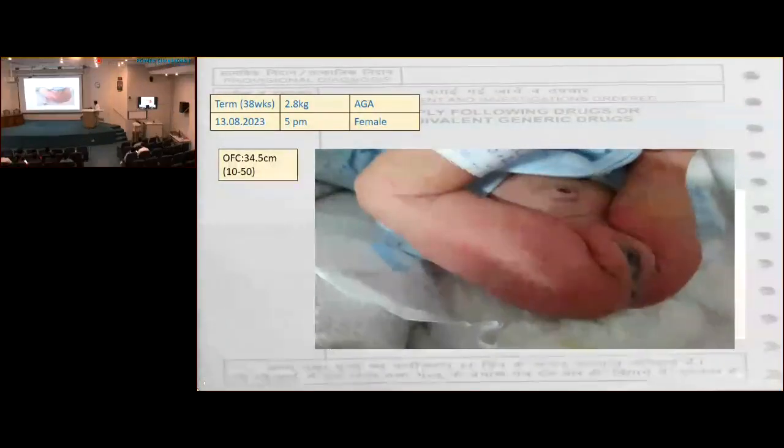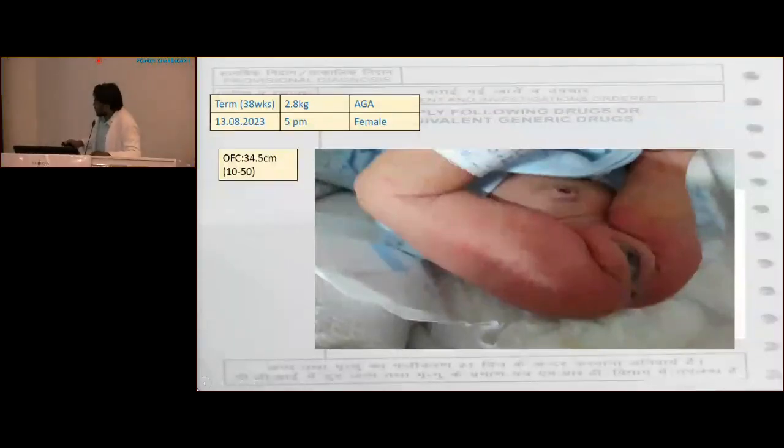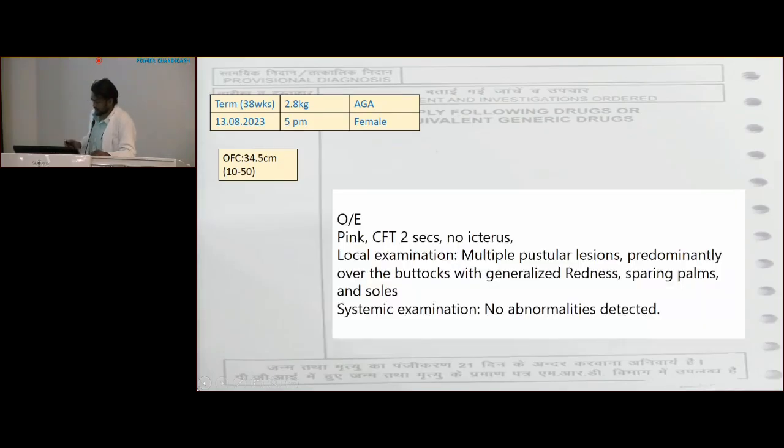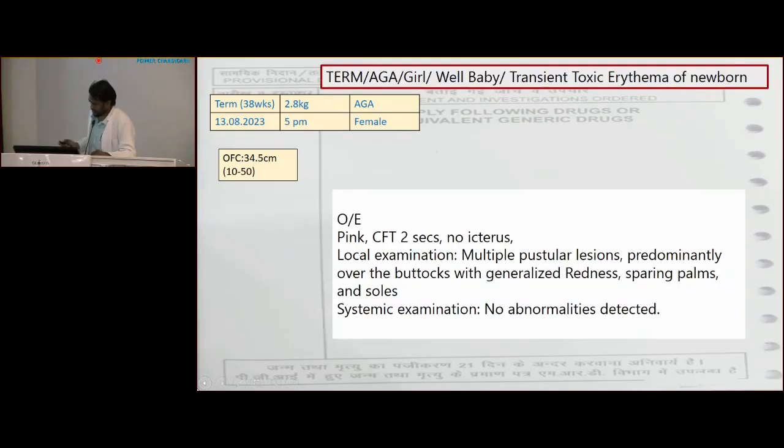Multiple small pustules dispersed from the knee region to the buttocks region, and interspersed between the pustules there is a diffuse erythematous rash. So with this starting, the diagnosis which we kept for the child was term AGA, girl child, well baby, transient toxic erythema of newborn.